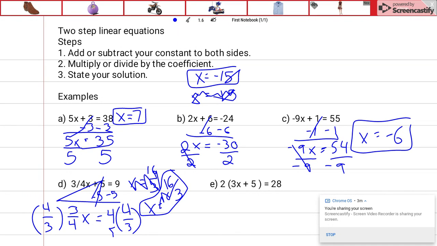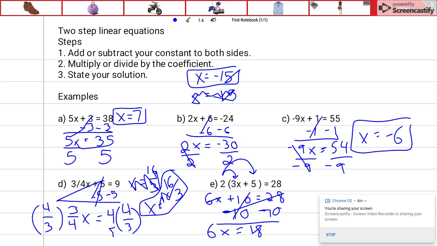And now let's look at this last one, problem E. We have some parentheses going on here first, so we have to use the distributive property in order to start this equation. I'm going to take that 2 and multiply it to 3x. That's going to give me 6x. 2 times a positive 5 gives me positive 10 equals 28. Subtract 10 from both sides. 6x equals 18. And I'm going to divide each side by 6 because that is my coefficient. So my solution is just x equals 3.